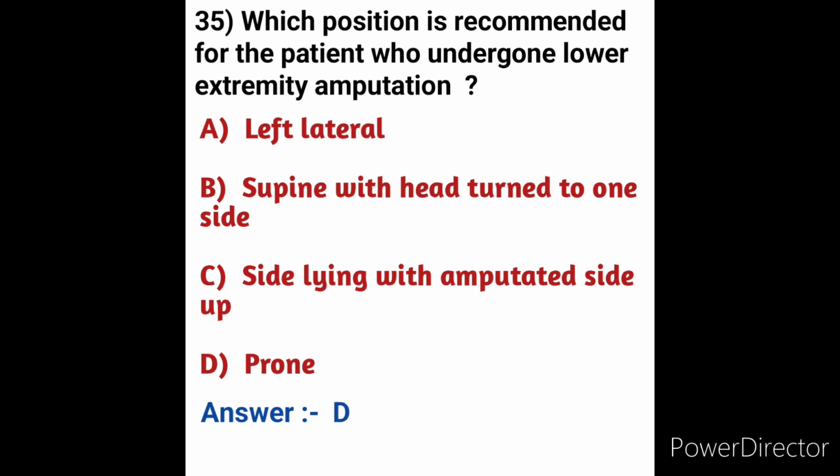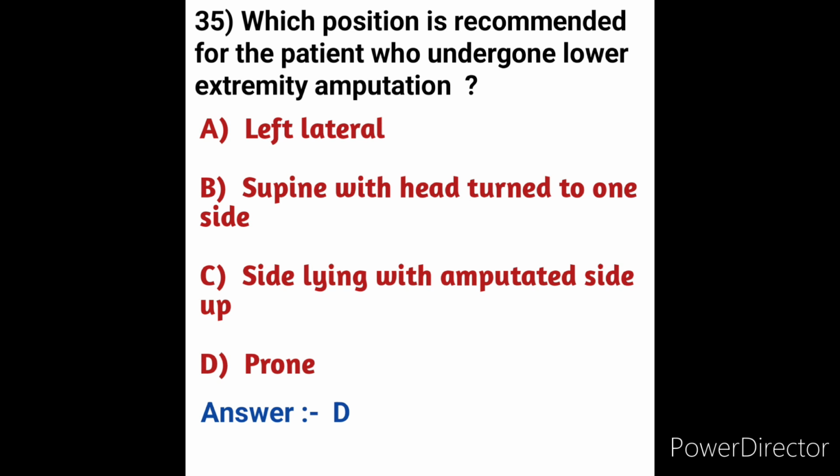Left lateral, option B supine with head turned to one side, option C side lying with amputated side up, option D prone position. Here prone position is the correct answer, option D. The prone position means on your stomach is down, your hips should be straight and flat on the bed or floor. The patient should be in the prone position with the appropriate use of tourniquet, as this has shown to reduce the blood loss during the lower extremities amputation.